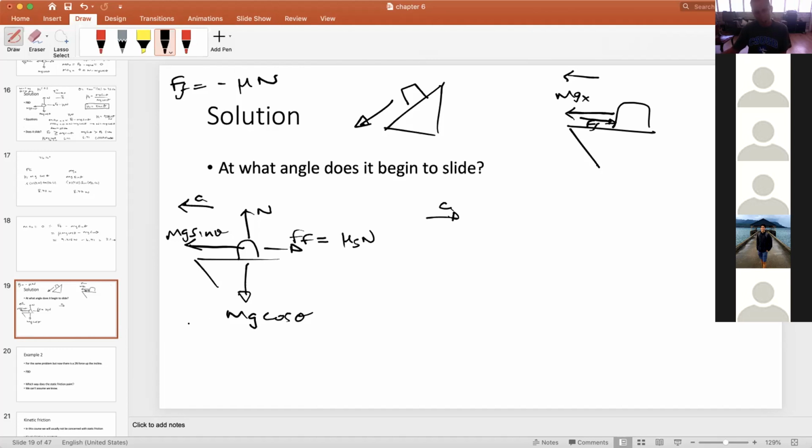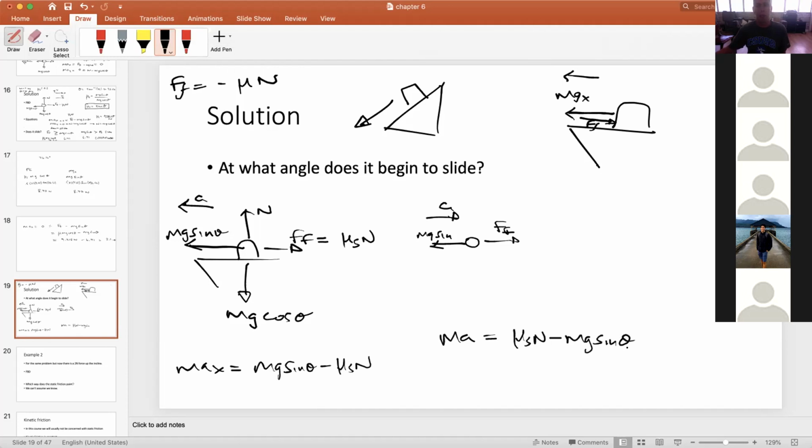So in this case, Sammy, we get that MAX, this is positive, mg sine theta minus mu Sn. In this case, mg sine and force of friction, we get MA is force of friction, or mu S, I guess, since I called it that in the last equation, mu Sn minus mg sine theta. But since they both equal 0, it doesn't matter. We're going to see that it does matter in a second.